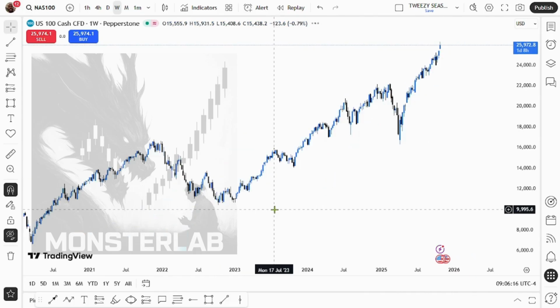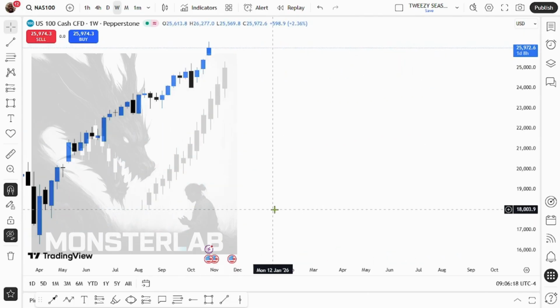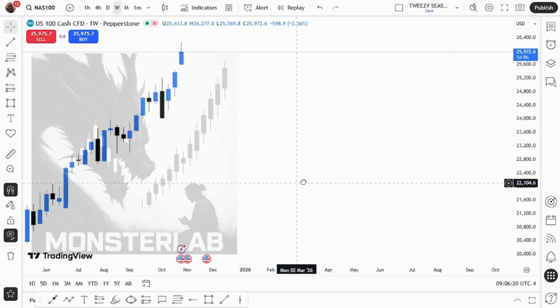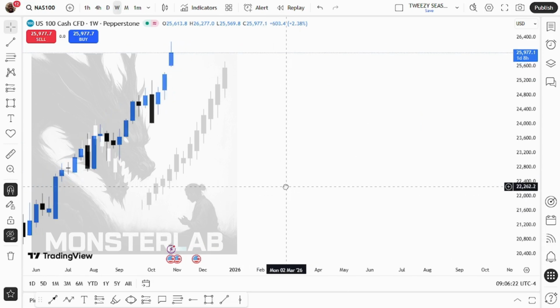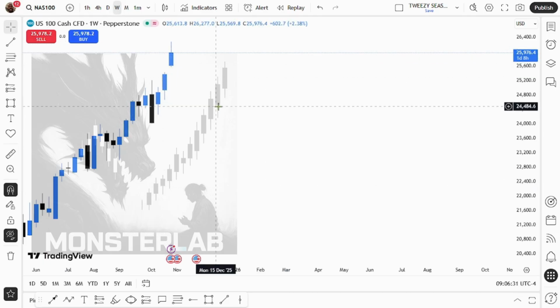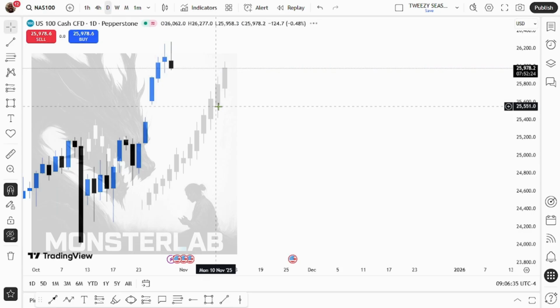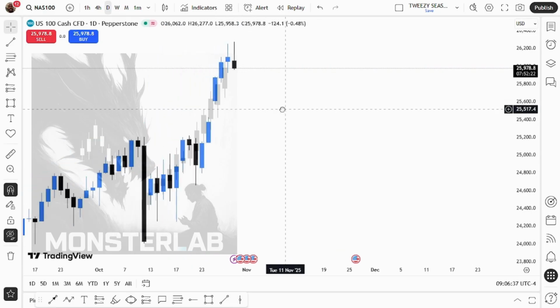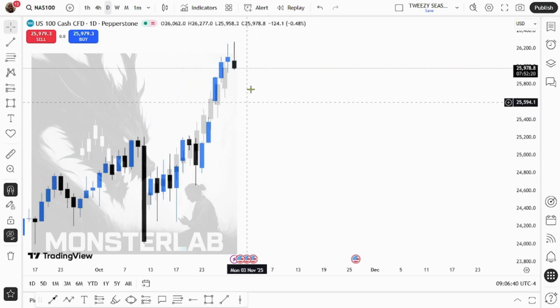The first thing I do is come into this weekly time frame, and so far we've been going up. We're at all-time highs. There's nothing much on here, I just see bullish candles, price going up, up, up, up. But I see this gap over here. Let's head over to the daily.